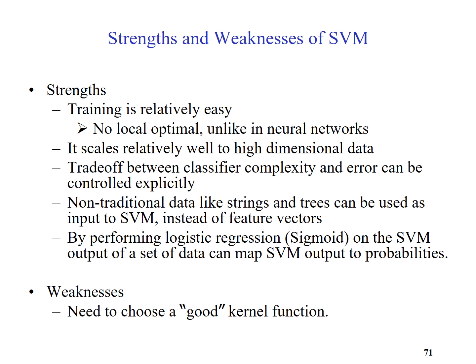These are the strengths and weaknesses of SVM. Until we had deep learning, SVM was the most popular algorithm, and it is still a very, very popular and state-of-the-art algorithm. So let's take a look at the strengths and weaknesses of SVM. In SVM, training is relatively easy, and there is no local optimum. When you have an answer from SVM, it is guaranteed that the answer is optimal.